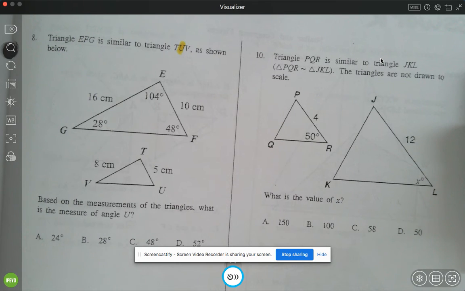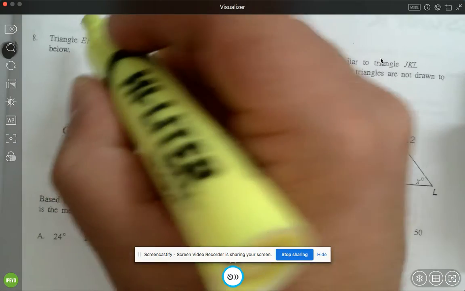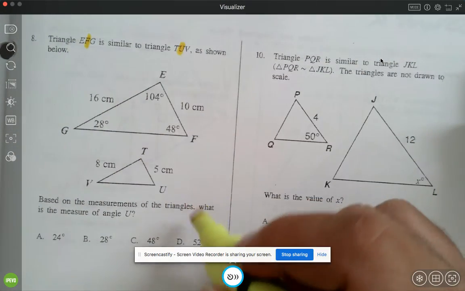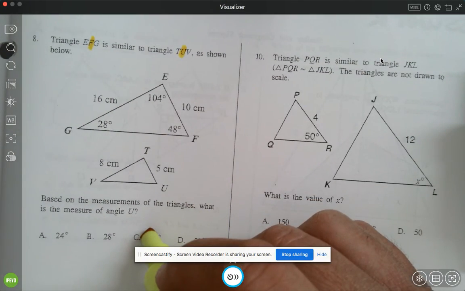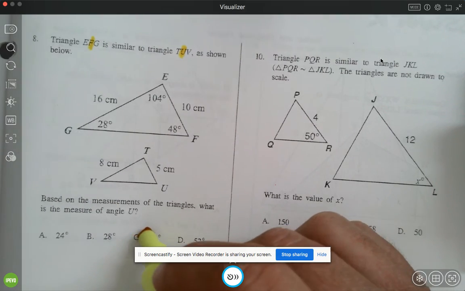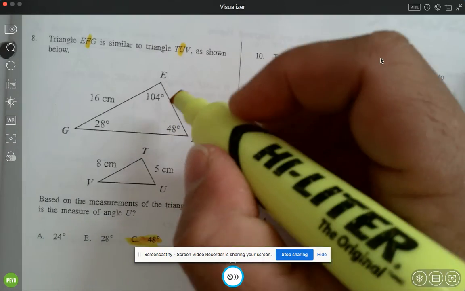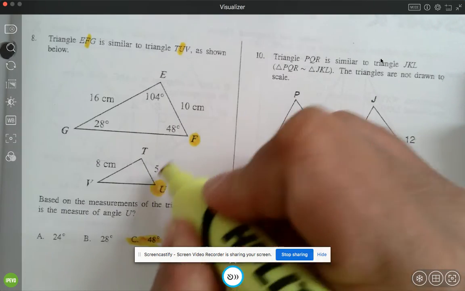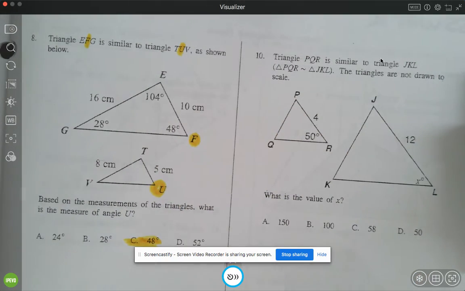Yeah, hopefully you put angle F, which is 48. I'm sorry, my bad. Yeah, angle F is in the middle. So hopefully you put 48 for that one. And let's make sure that lines up. Hopefully I didn't make a mistake. So this is F. This is U. They look congruent, or the same, to me. So the answer for that one was C.